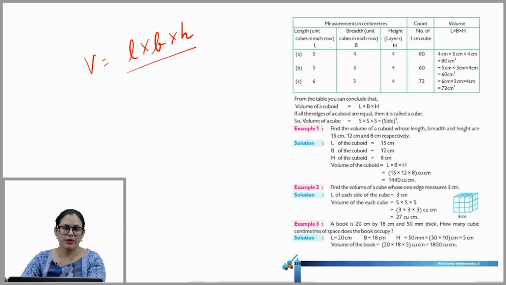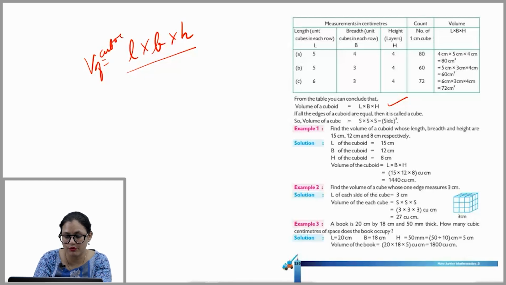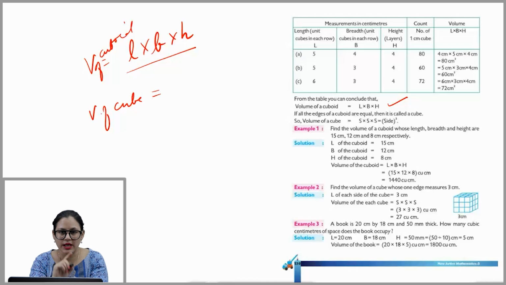Now, from the table you can conclude that volume of a cuboid is length into breadth into height. If all the edges of a cuboid are equal, then it is called a cube. So, this is volume of cuboid, and volume of cube is what? Side into side into side, because all the sides are equal, all the edges are equal. So, side cube.